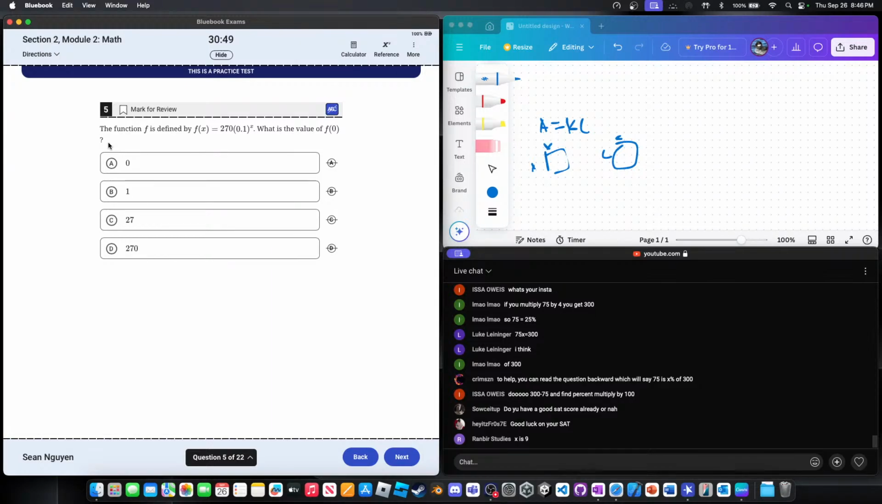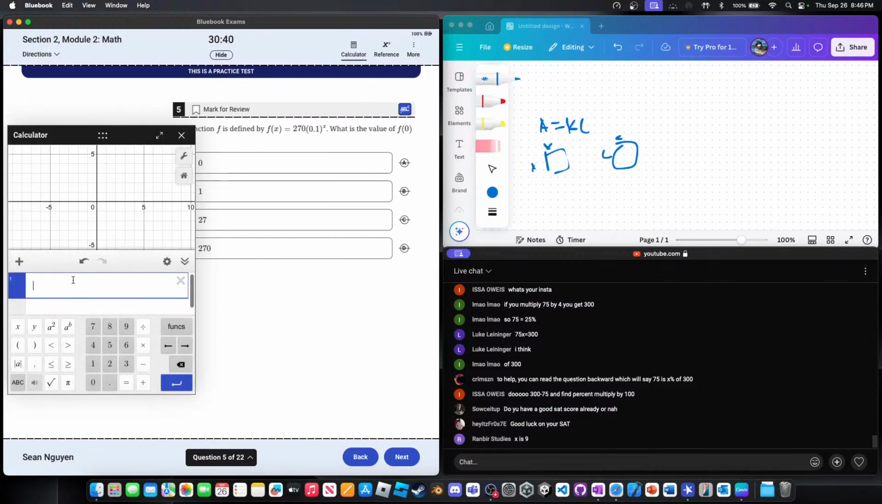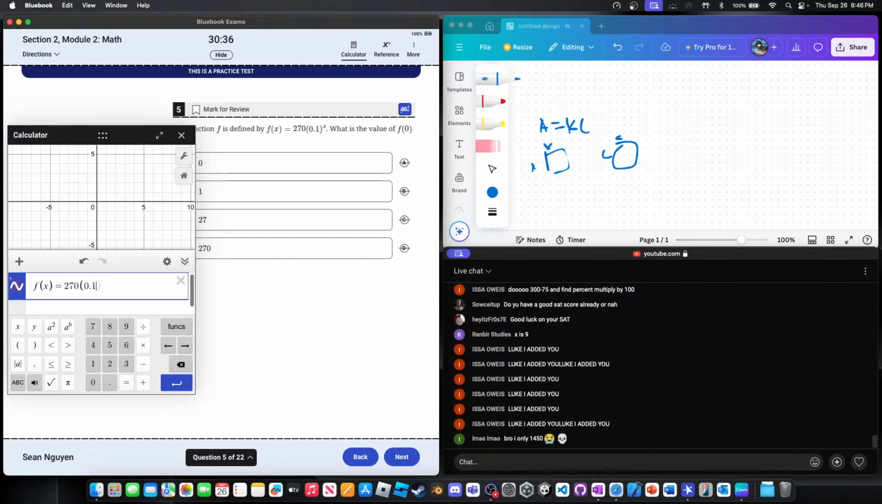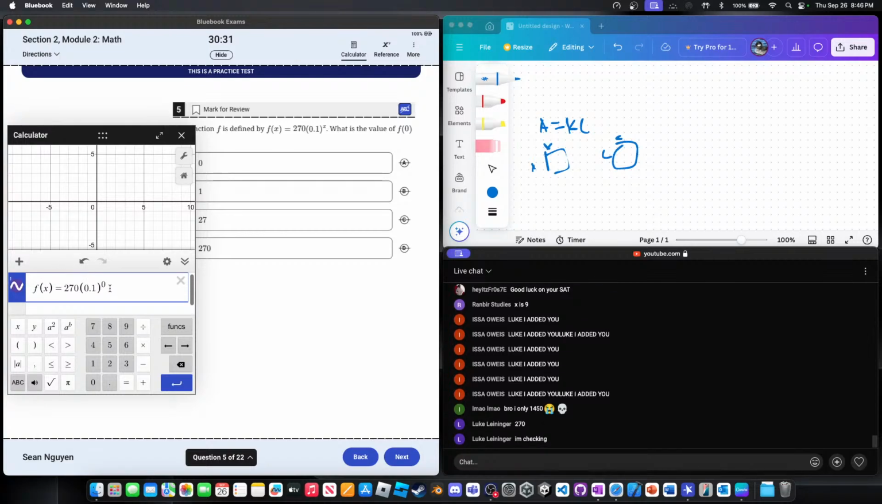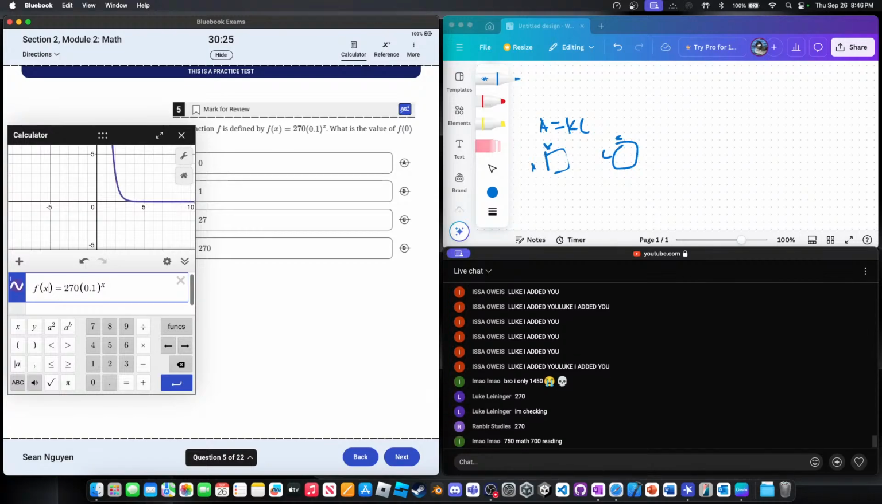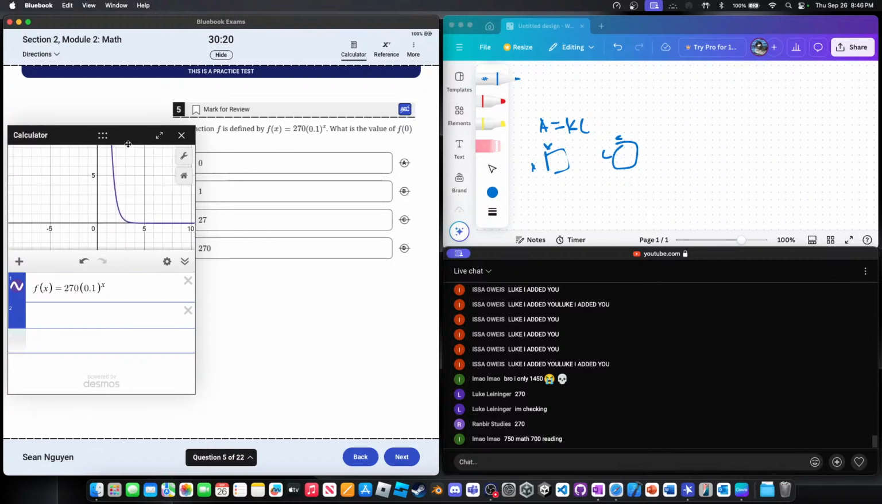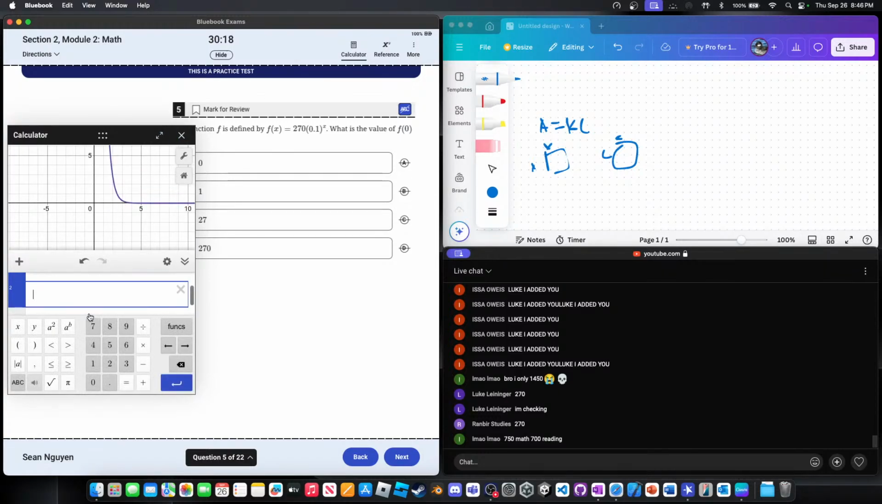The function f is defined by f of x. What is the value of f of 0? Let's just plug this in. We don't need to waste our time, guys. F of x, and then f of 0. Right? Now f of x at point 0. No, I don't think it touches 0. Did it touch 0?